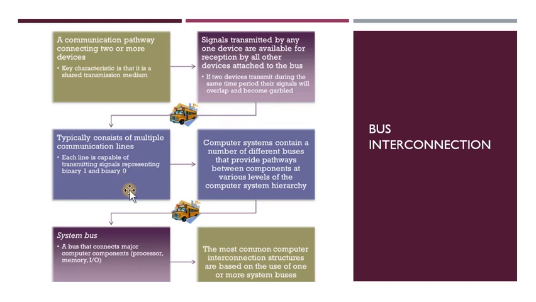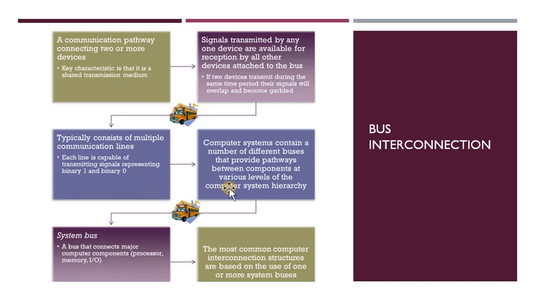Typically, a bus consists of multiple communication pathways or lines. Each line is capable of transmitting signals representing binary 1 and binary 0. Over time, a sequence of binary digits can be transmitted across a single line. Taken together, several lines of a bus can be used to transmit binary digits simultaneously.